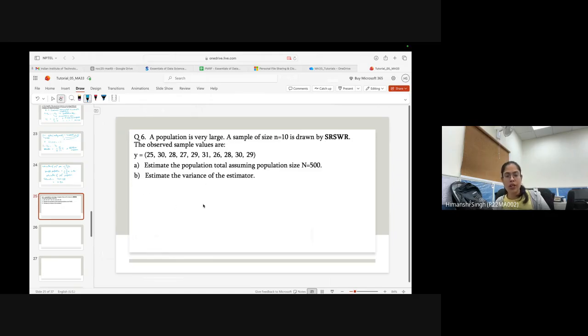Here we are considering that the population is very large and a sample of size 10 is drawn using simple random sampling with replacement. The observed sample values are given in this vector y. Now I want to estimate the total population, assuming that the population size is 500. So basically y1, y2, up to y500 is the population. Now I want to estimate the population total. So what is basically the population total? Let me represent it by pt.